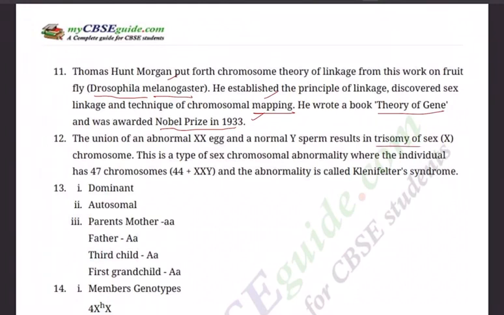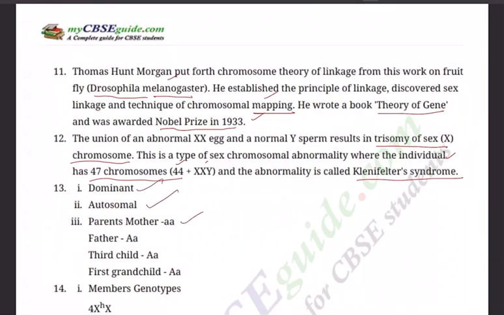Next, the union of an abnormal XX egg and a normal Y sperm results in trisomy of the sex chromosomes. So it is XXY. In this type of sex chromosomal abnormality, the individual has 47 chromosomes: 44 autosomes and 3 allosomes, XXY. And the abnormality is called Klinefelter's syndrome.